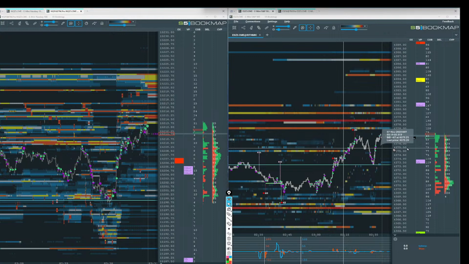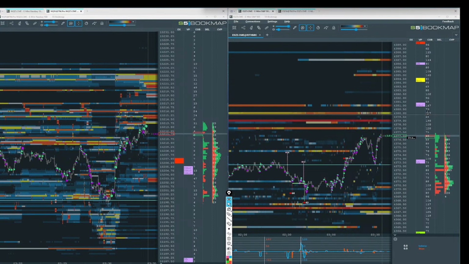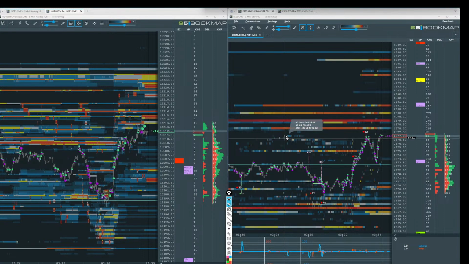So the next big target for ES is yesterday's point of control. We know that NQ's tagged its, and because lots and lots of volume is traded there, it's always a likely scenario that it can get up there, provided the other markets, the other indices stay bullish.